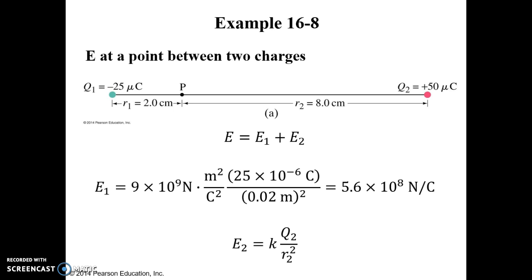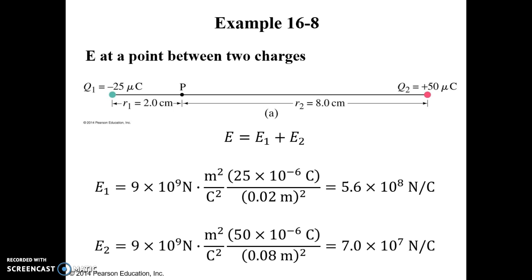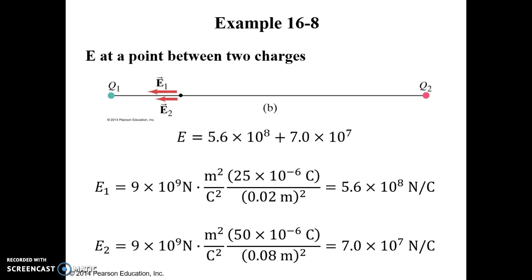Let's plug and chug E1 first. Notice that I changed microcoulombs to coulombs and centimeters to meters. And then we get 5.6 times 10 to the 8 newtons per coulomb. For E2, we plug and chug to get 7 times 10 to the 7th newtons per coulomb. Now, since both vectors are pointing to the left, we just add E1 plus E2, and we get 6.3 times 10 to the 8th newtons per coulomb as the magnitude of the electric field, and the direction is to the left.